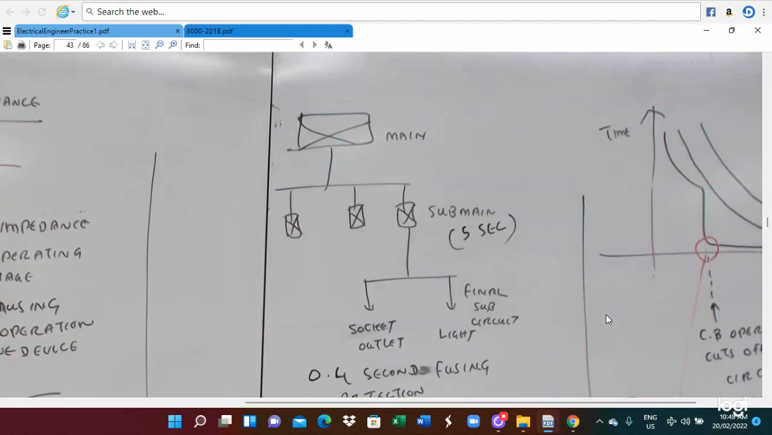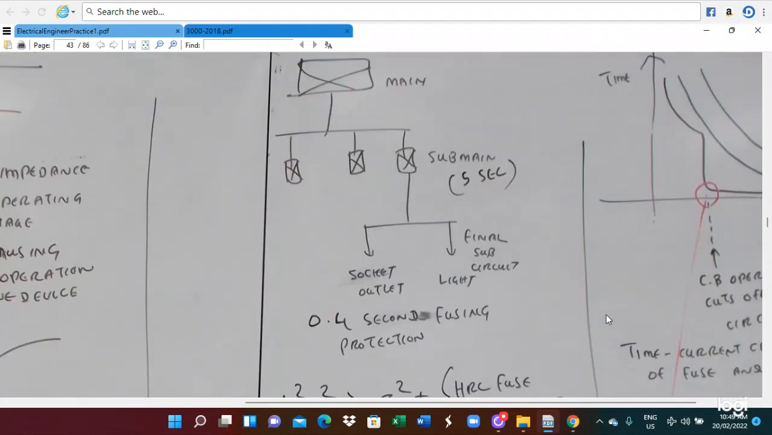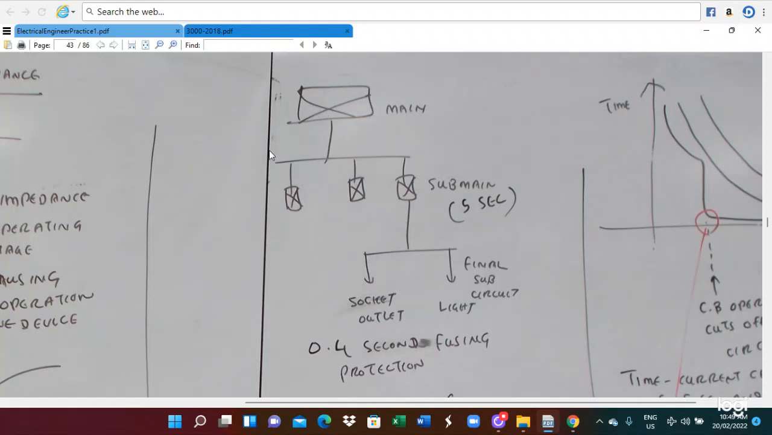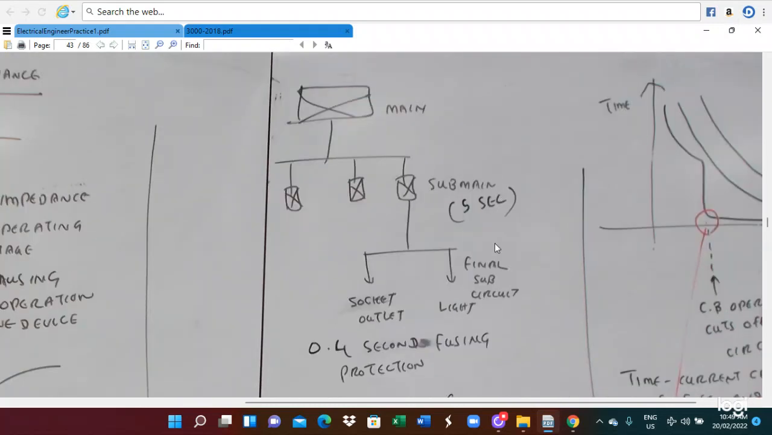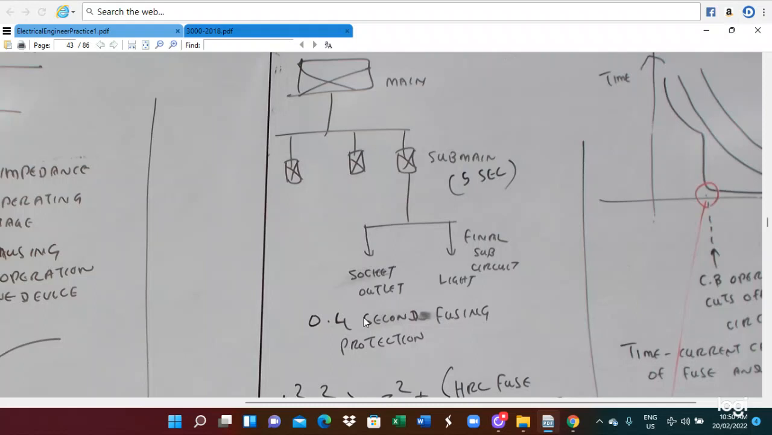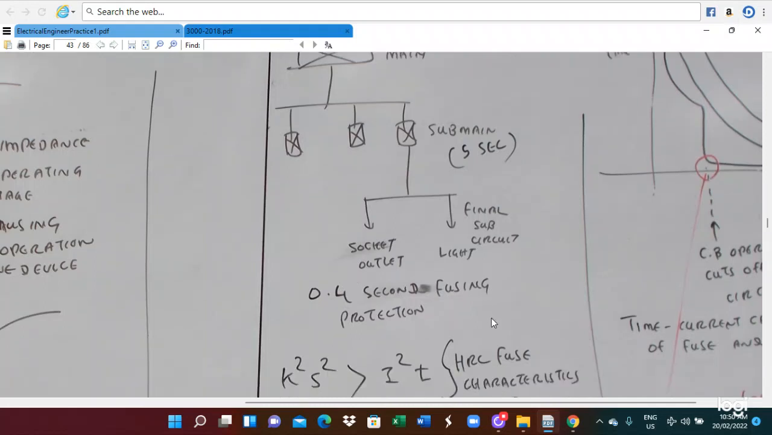So this is for the connection of the final circuit. This is the main switch, and also the circuit operation. Here is the final circuit. The final circuit includes the socket outlet and the lighting board. In this case, the circuit operation needs to be within 5 seconds. The final circuit is 0.4 seconds for the fusion protection.